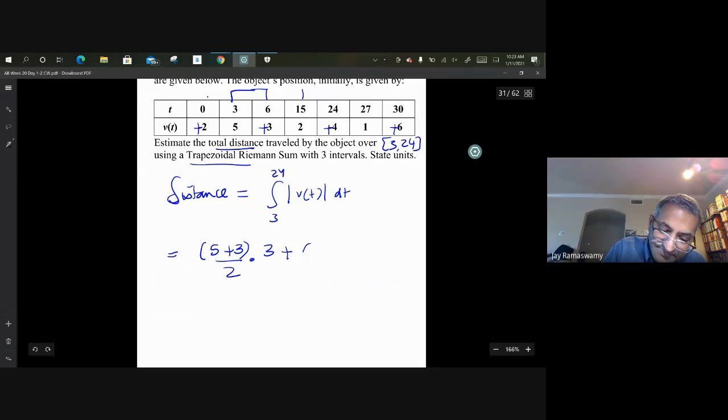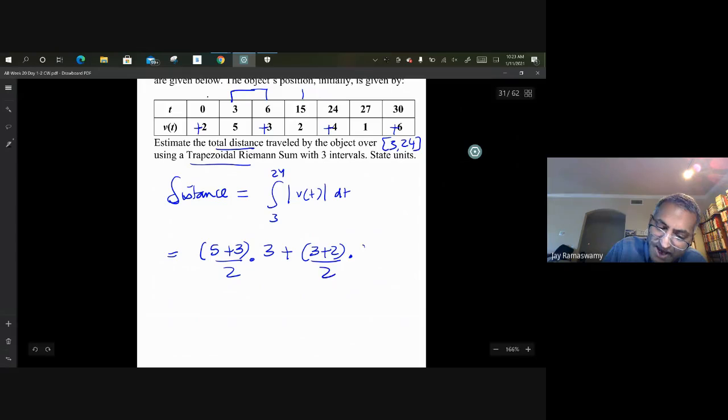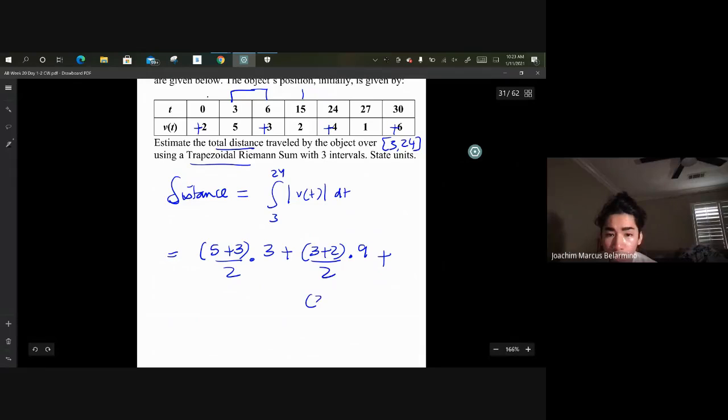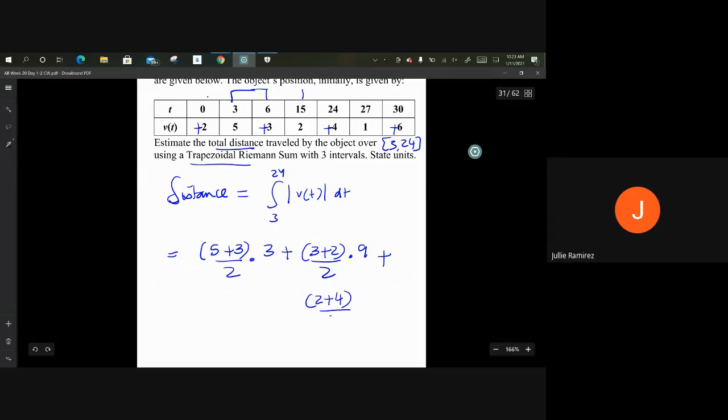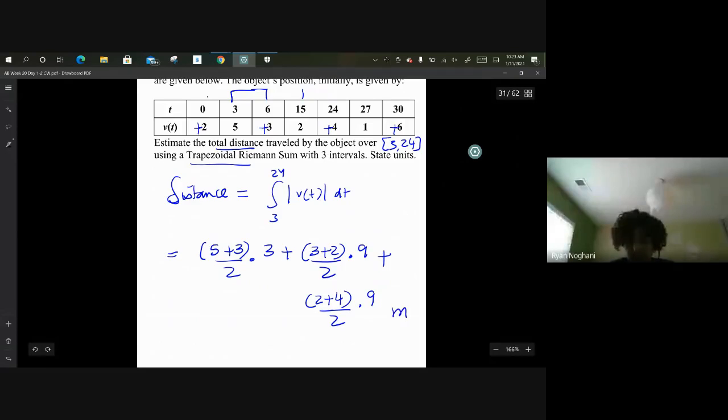Plus 3 plus 2 over 2 times 9, plus the last one, 2 plus 4 over 2 times 9. That wasn't too bad, was it? No. Okay, but that's kind of tricky. All the velocities will turn positive, and it will be a trapezoidal Riemann sum. Guys, this was distance. So what would your units be? Meters. It's not difficult.